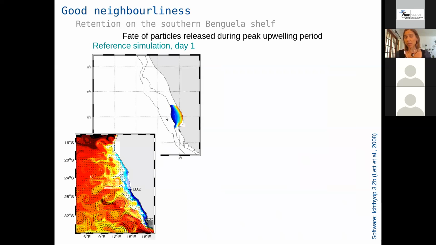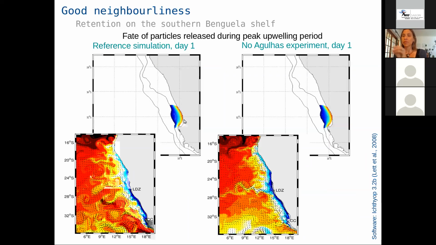I seed this model with particles in the southern Benguela system. The color bar just relates to the depth of the water. I do exactly the same for a model that has no Agulhas in it. And the currents immediately look quite different. We don't have as strong a jet current over here, and the turbulence in the southern Benguela is much lower.